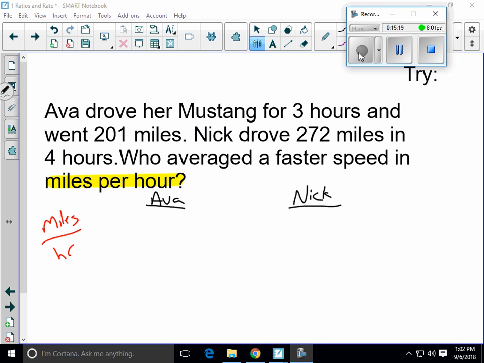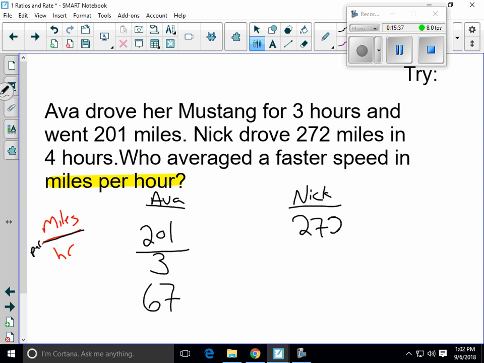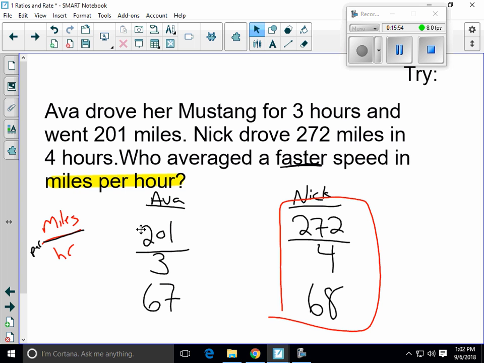Hopefully for Ava, you did 201 divided by 3. You've got to do the miles divided by the hours. So 201 divided by 3 is 67 miles per hour. And on Nick's side, 272 miles in 4 hours. So 272 divided by 4. He drove 68 miles per hour. So who was faster? Nick was a little bit faster. 68 is faster than 67.